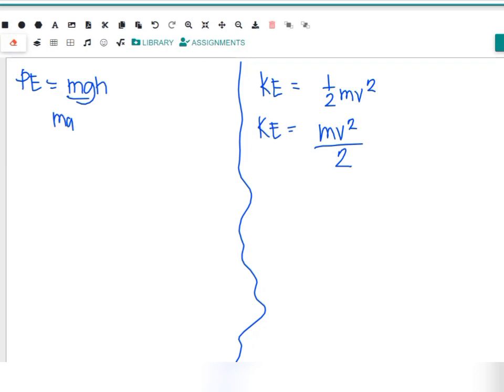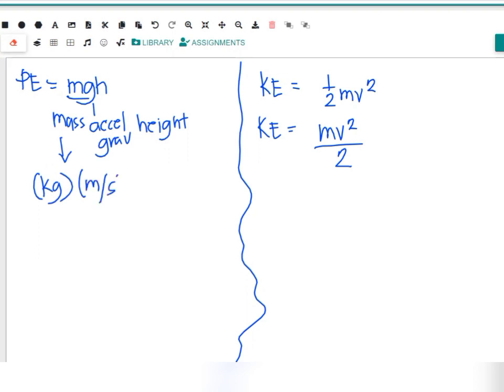M here stands for mass. G here is acceleration due to gravity, which has a constant value. Later on, I'll tell you. And then H here is the height. Okay, now what are the units? For mass, it's in kilograms. For acceleration due to gravity, so acceleration, kung natatandaan pa, the unit is meter per second squared. And for height, the unit is meters.